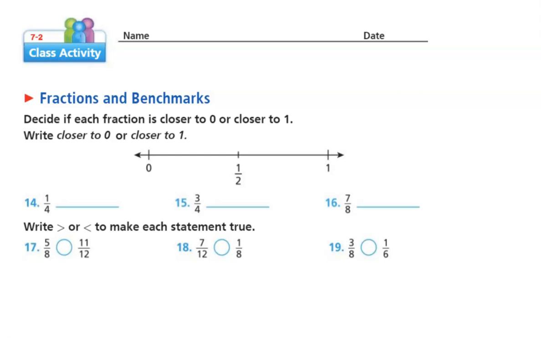Okay? So benchmark fractions are really helping you estimate. It's something that we do in almost every part of math, but with fractions it can be a little bit trickier. So what we want to do is estimate. And really what they're doing first for you is asking you to estimate to 0 or 1. So that should be pretty easy. We're just trying to decide, is my fraction going to be way closer to 0 or is it going to be way closer to 1?